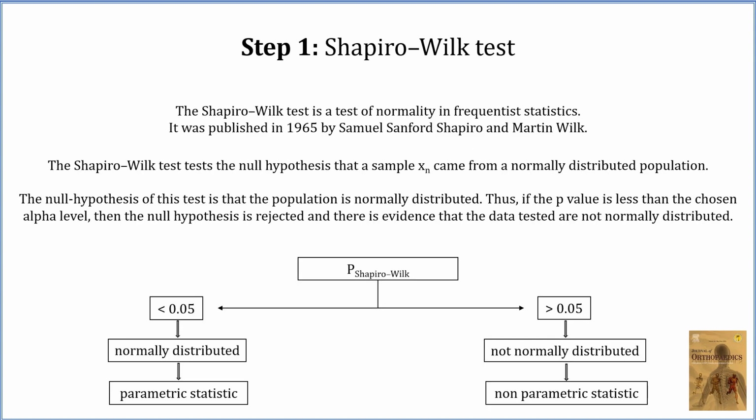The first step for a proper statistical investigation is to analyze data distribution. The Shapiro-Wilk test is a test of normality in frequentist statistics. So it will investigate whether your data is normally distributed or not normally distributed. In this case, if in the Shapiro-Wilk test the P is less than 0.05, data will not be normally distributed. On the other side, if it's more than 0.05, data is normally distributed.